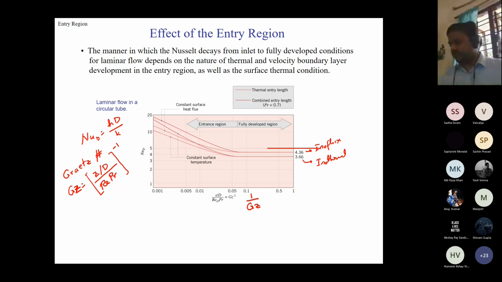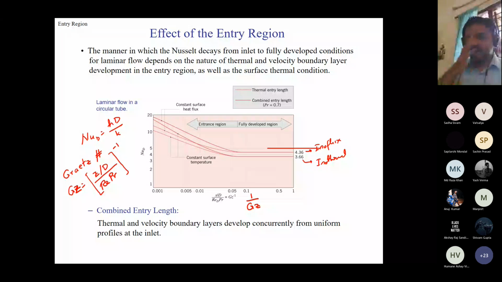Okay? And then you can find out what the Nusselt number is and therefore what the average heat transfer coefficient is in the developing region. After fully developed flow, we know this correlation. Clear? So once again, it is important to have this judgment of when I can neglect entrance effects and when I cannot.